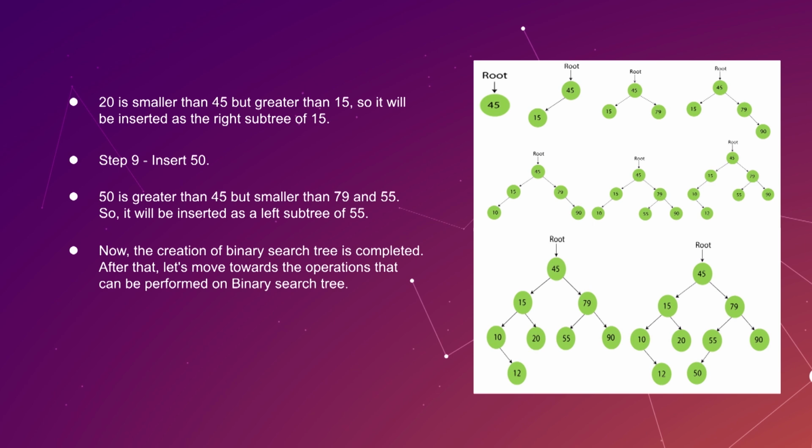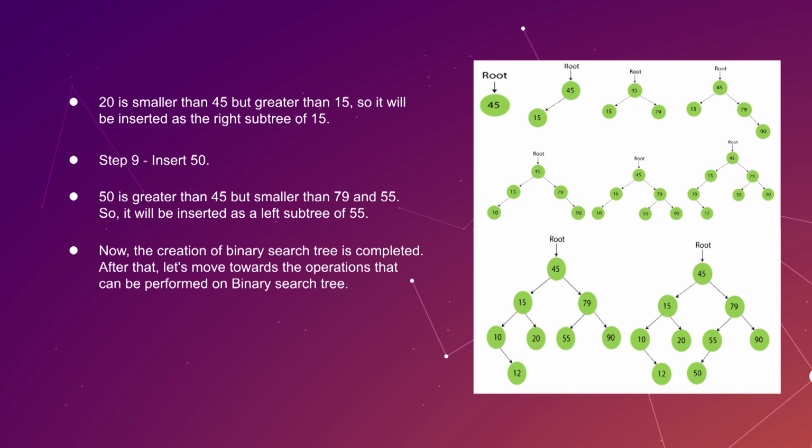In each and every case we have to cross-check and compare the elements with the root node. Whether we follow the left successor or the right successor, we have to shift that way and insert a new item. In that way we can create a binary search tree. By this tree you can understand how we inserted elements in a binary search tree. Now, the creation of the binary search tree is completed.